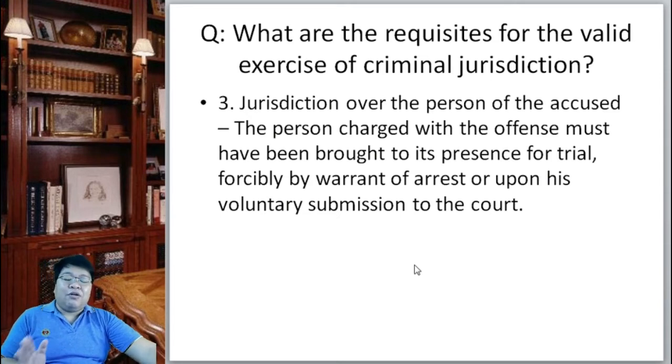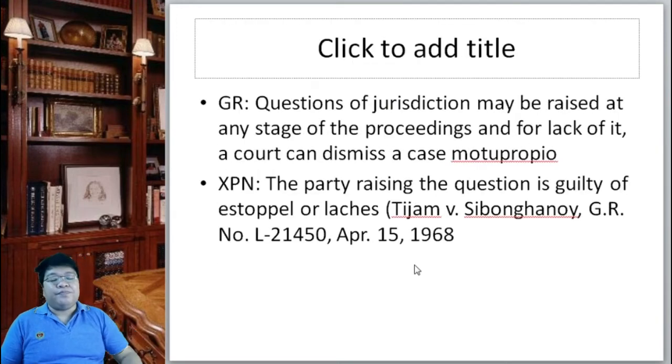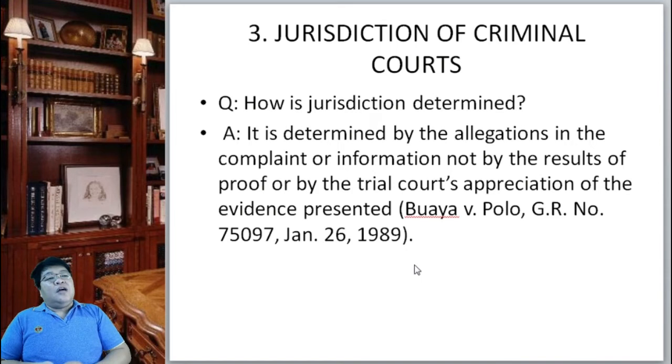Now, when the court already acquires jurisdiction over the subject matter and over the person of the accused, we go next. Questions of jurisdiction may be raised at any stage of the proceedings, and for lack of it, the court can dismiss a case motu proprio, or on its own, unless you are guilty of estoppel or laches. Okay? Next. How is the jurisdiction of criminal courts determined?